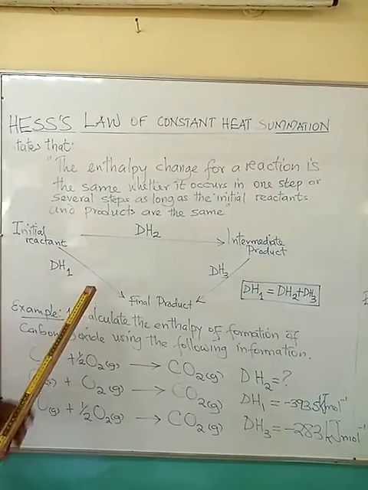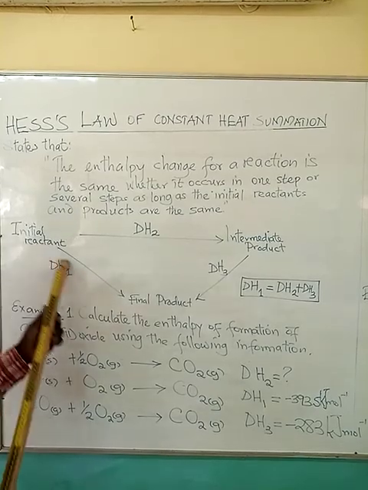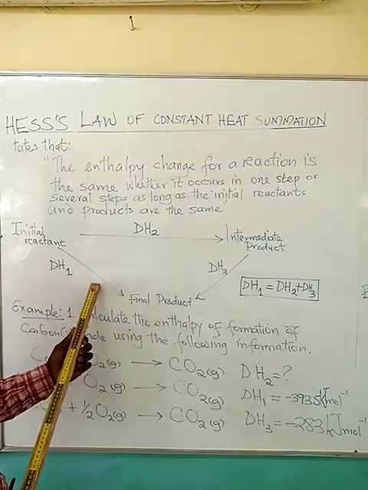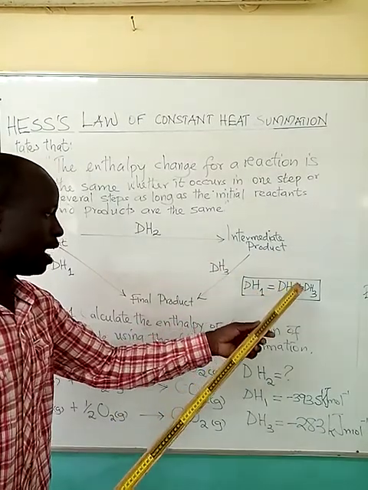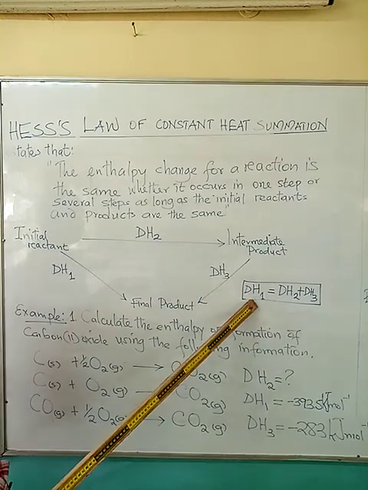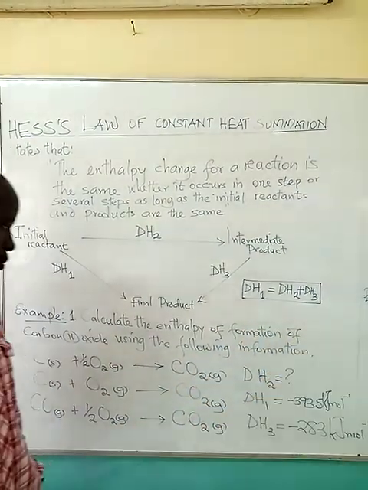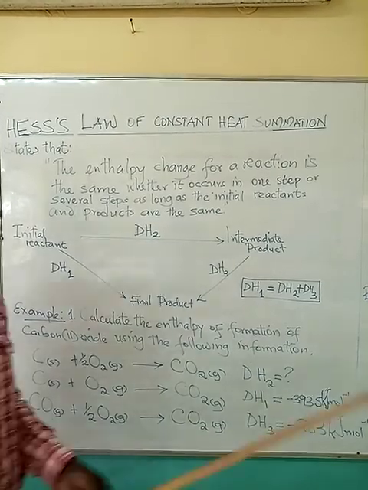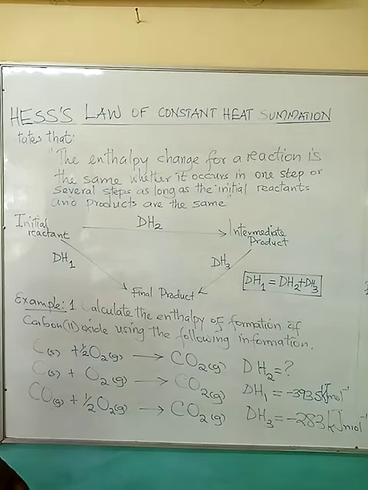In summary, delta H1, in this case the enthalpy change for the direct formation of the product, is equal to that for the formation of the intermediate and the next step that gives us the final product. Delta H1 equals delta H2 plus delta H3. We can have an example to help us consolidate what we are trying to discuss.